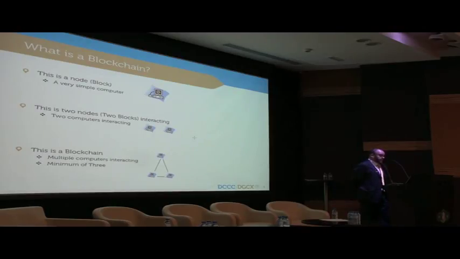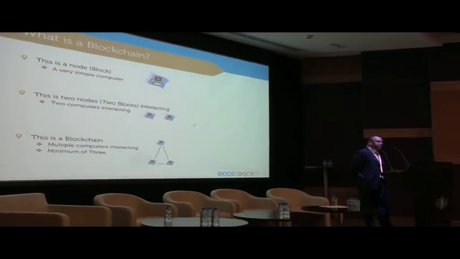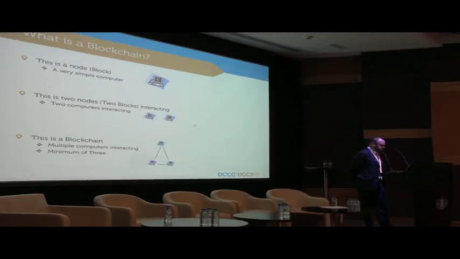When we look at the third one, where there's three computers, this is essentially a basic blockchain. This is multiple computers interacting, and it has to be a minimum of three. So at any given moment, two of those computers can be talking to each other, and one witnesses that conversation or verifies that conversation. If it swaps to another two, the third computer takes on the role as the witness, as the verifier.